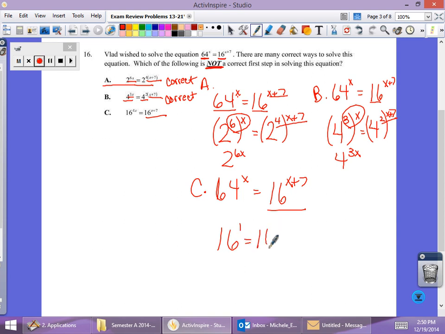16 to the 1st power is going to be 16, but 16 squared is much higher than what I have. I would have to be able to have 16 to the 4th power as they have it, and 16 to the 4th power, if you actually multiply that out, is quite huge. It does not equal 64. So this one is the one that is incorrect, and that's what I was looking for.